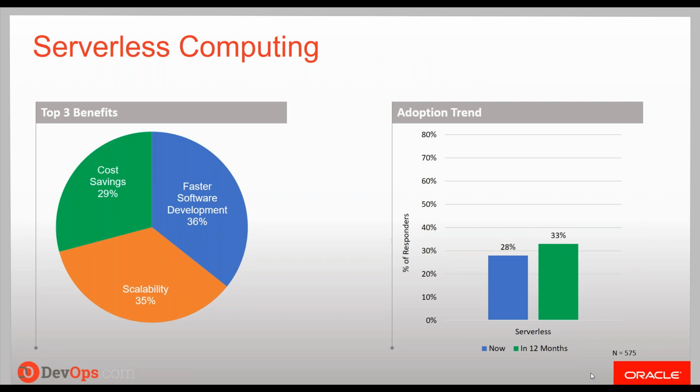So our next darling is serverless computing. A lot of buzz out there about serverless computing, but as you can see from the adoption trend, below 30% today, maybe another third of the market within the year, which would bring it to a little over 60%. So certainly in the mainstream. Why? What are the top benefits? Cost savings, faster software development cycles, and scalability.